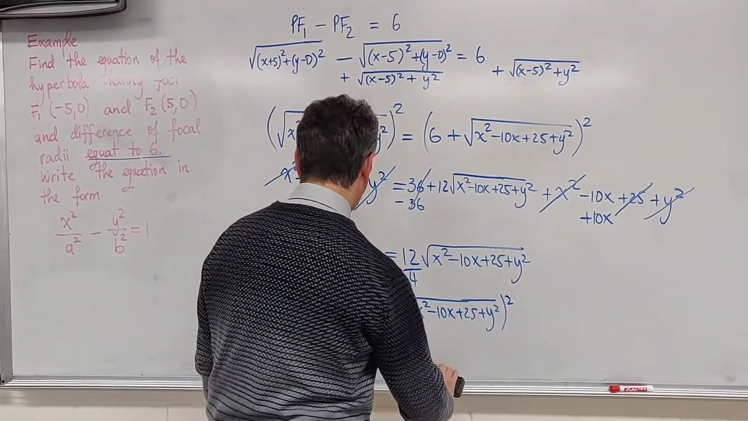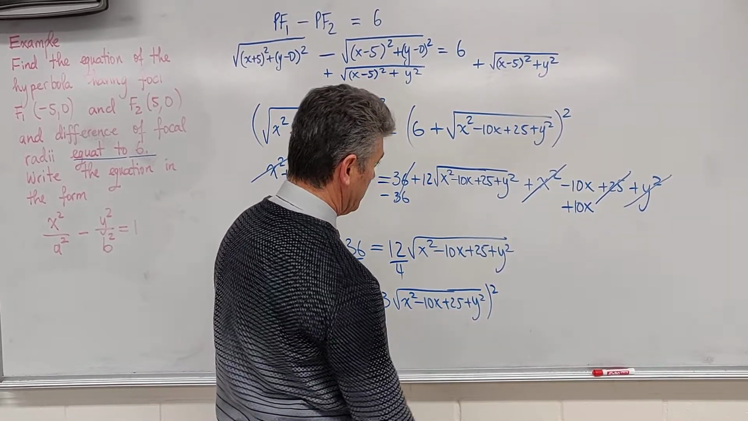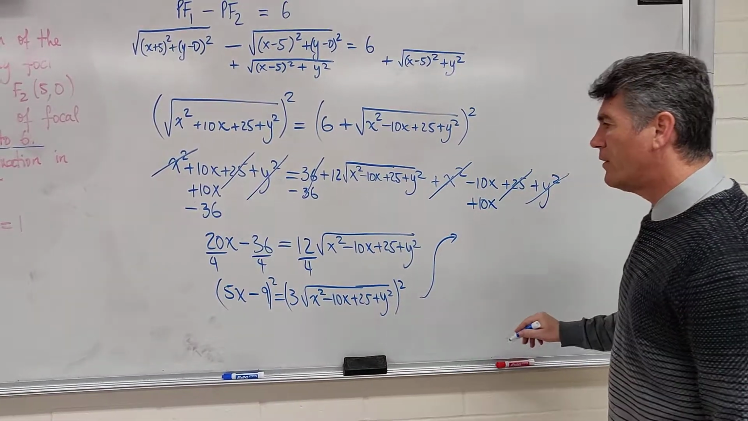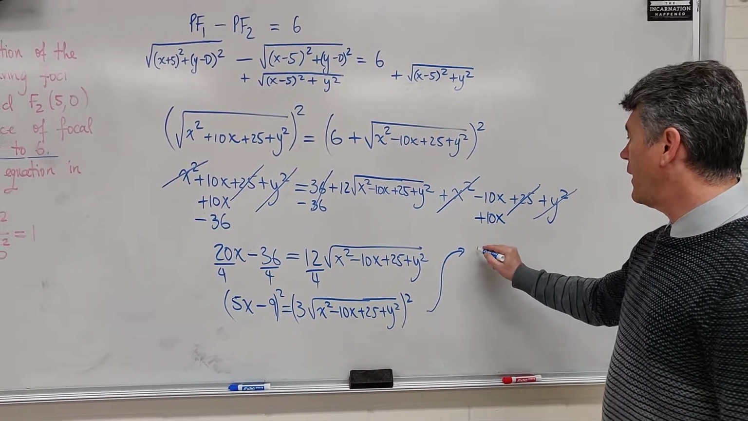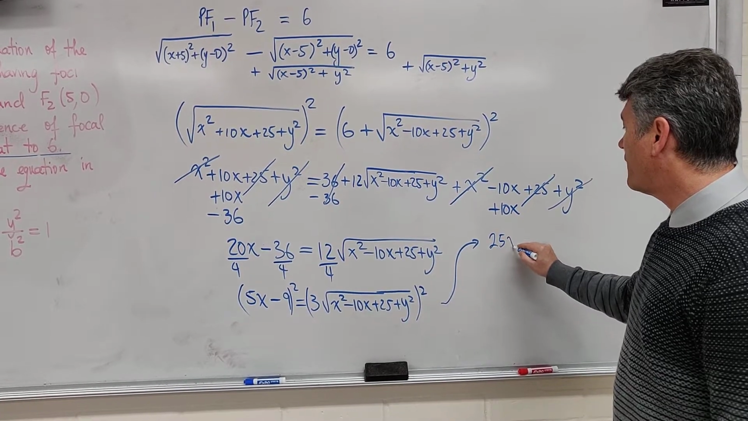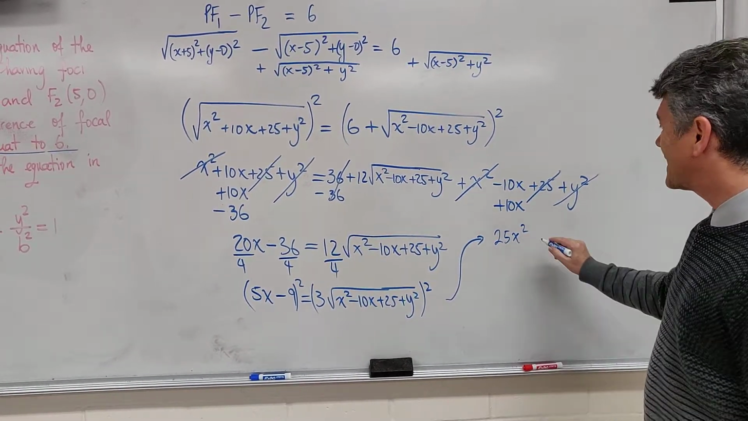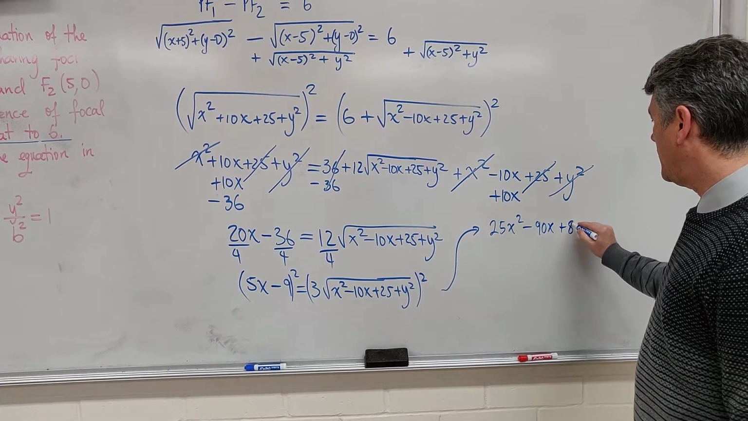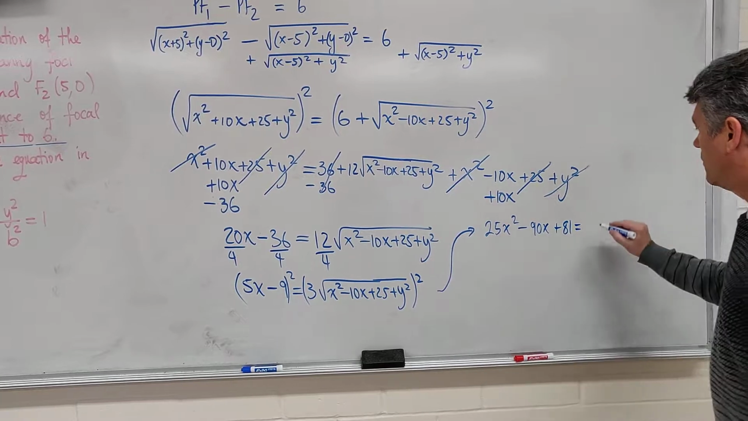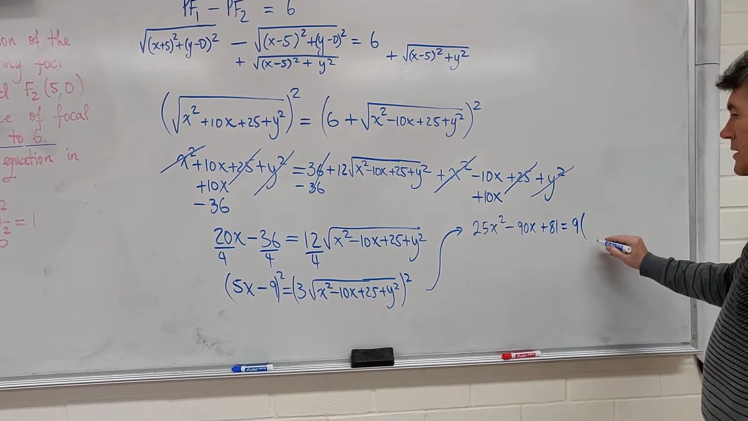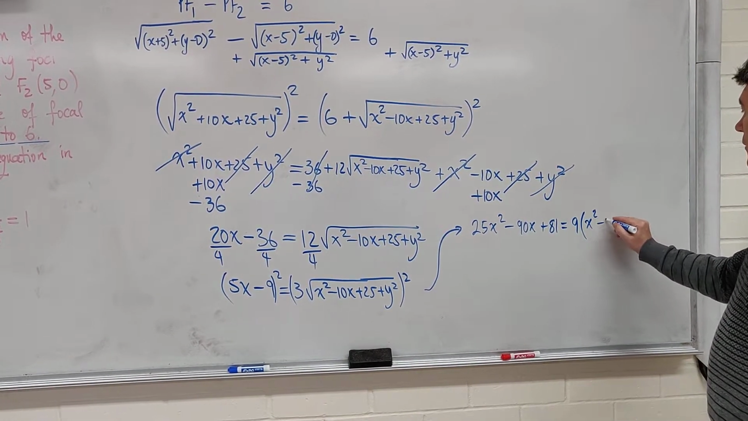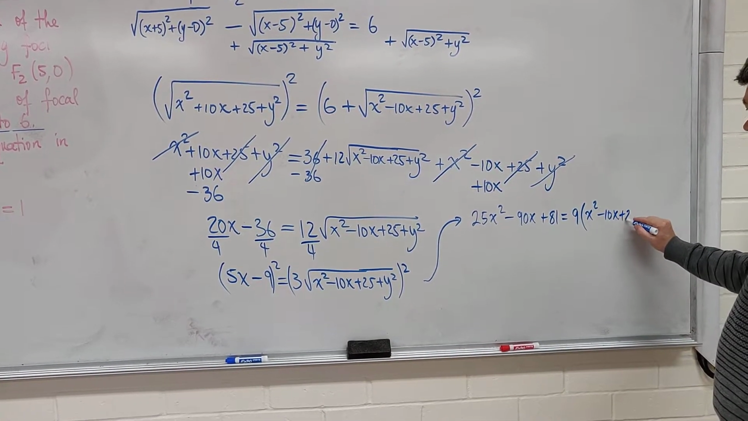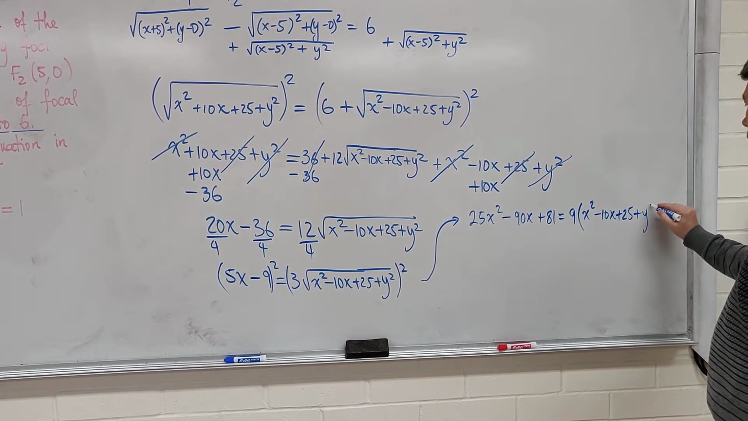I'm going to need space. So I'm doing fine. Just move the problem here. 5x minus 9 quantity squared. That is 25x squared minus 90x plus 81 is equal to 9 times x squared minus 10x plus 25 plus y squared.